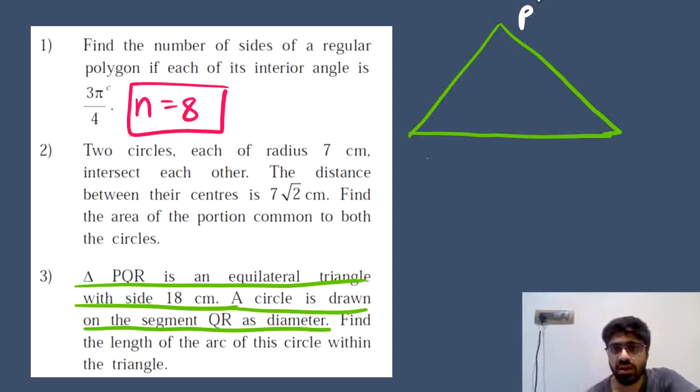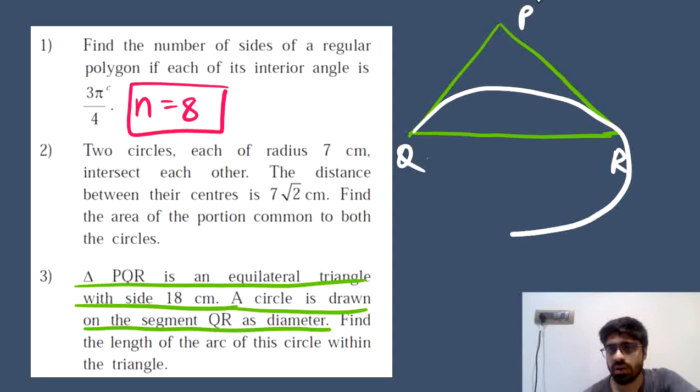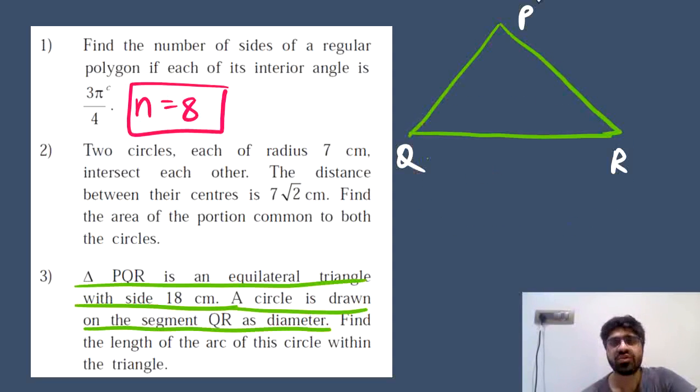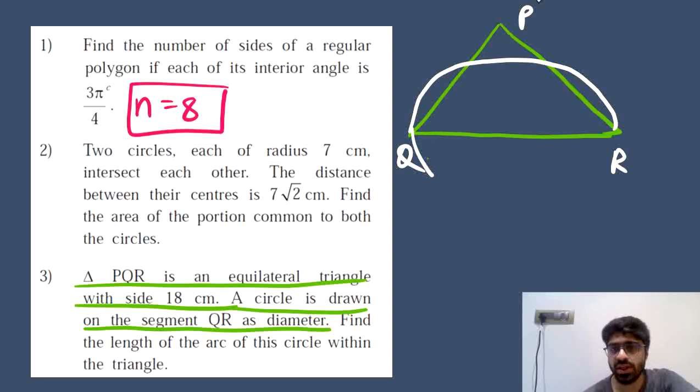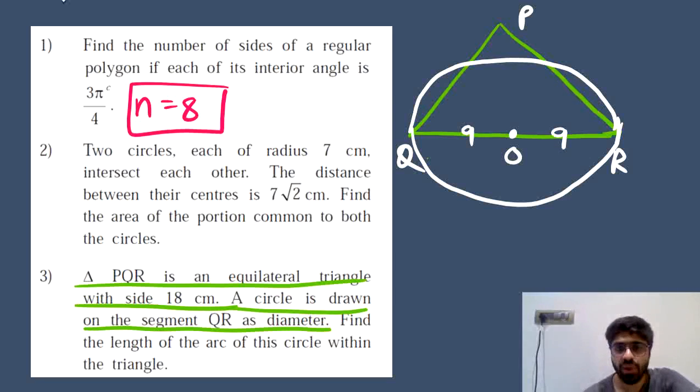Now, a common misconception is that the circle with QR as diameter would look like this. No, it wouldn't. If you draw a circle with QR as the diameter, it is going to look like this. It is going to cut the other two sides of PQR also. So that's the circle with the midpoint here being the center. The length of side is 18 centimeters, so this much length would be 9. Let's call the center O and read the question further.